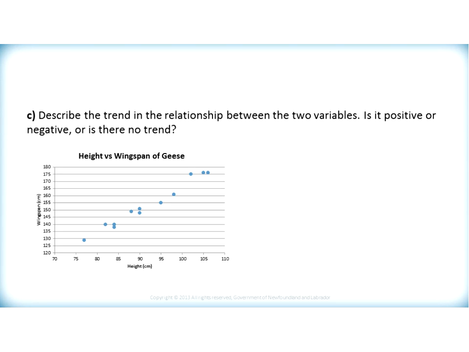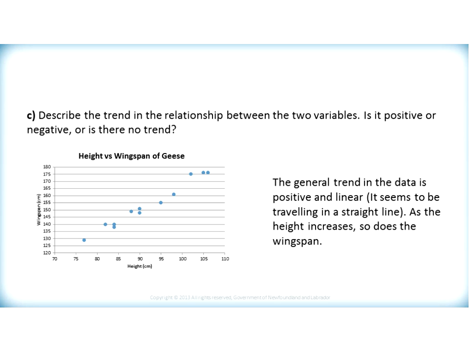And there is no trend when, as you increase the value of your independent variable, you don't see any discernible relationship with the dependent variable. So what kind of a relationship do we see here? As our independent variable, the height of the bird, is increasing in size, it appears that so does the wingspan. So the general trend in the data here is positive because both the height and the wingspan seem to be increasing together. And it also appears to be linear.